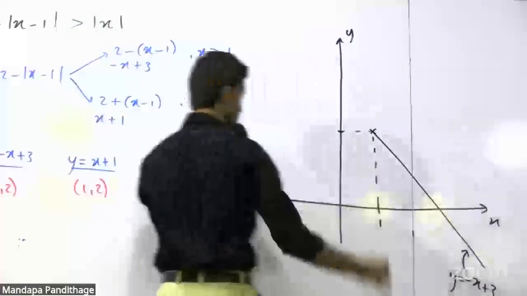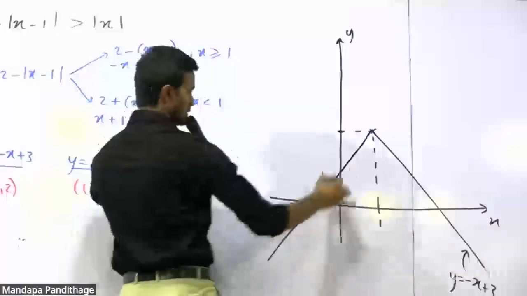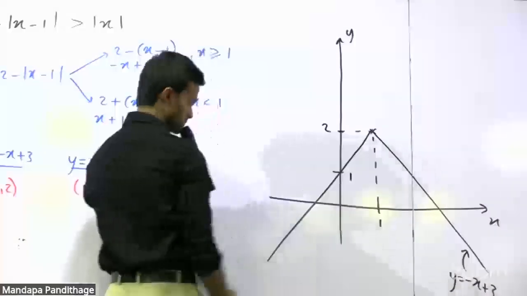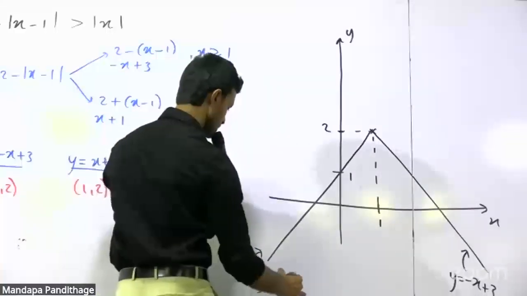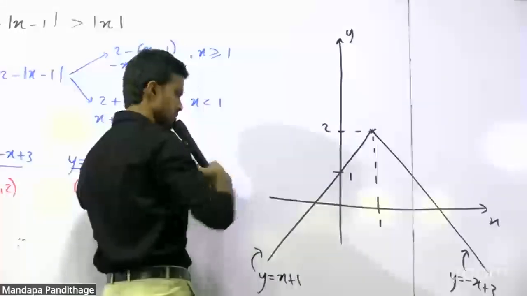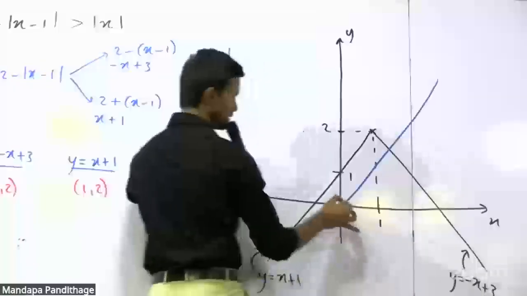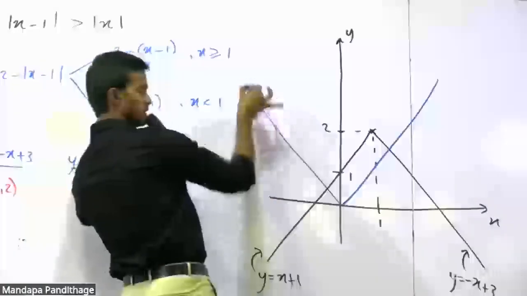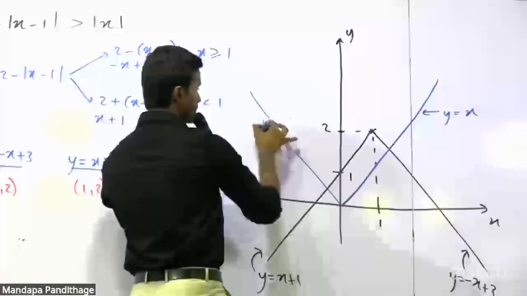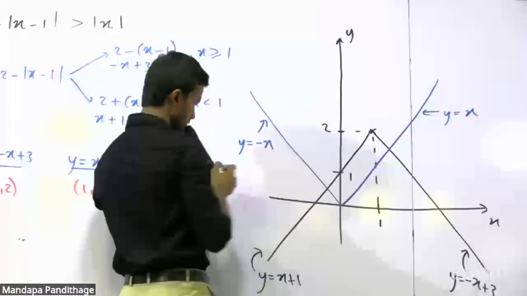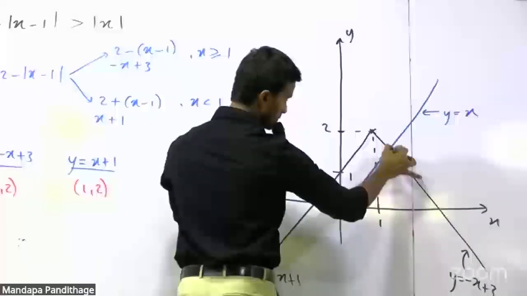And then x plus 1, but only valid when x is less than 1, it goes in this way, having an intercept of 1. And this is 2. Y equals x plus 1. And then the easiest graph, y equals modulus x, parallel to this one, because the gradients are equal. And even here it goes in this way. Y equals x, y equals minus x. Two intersection points.